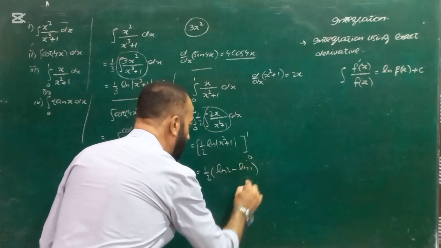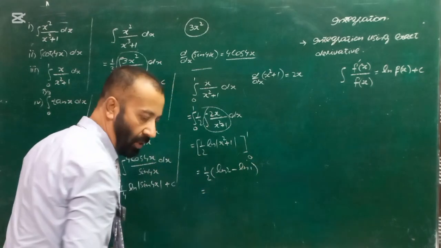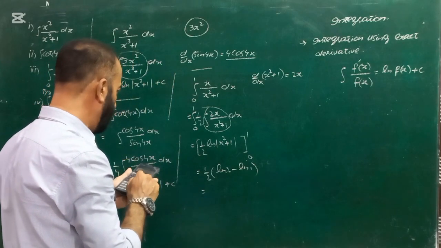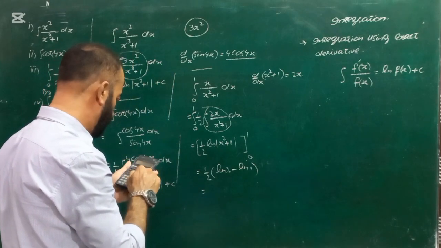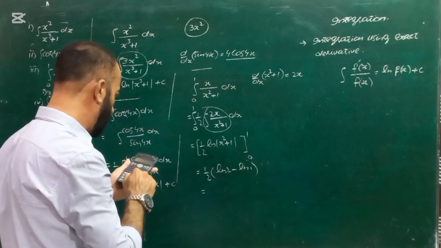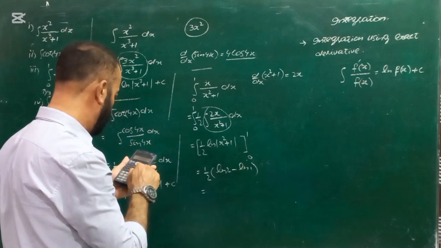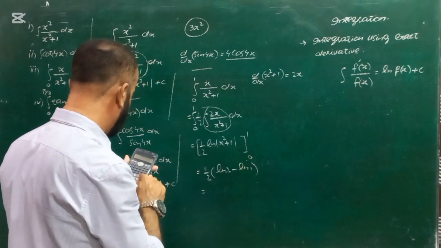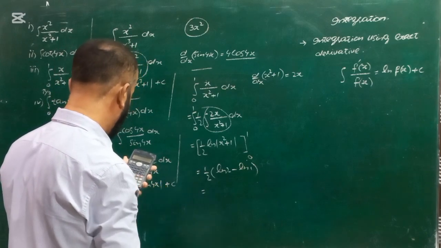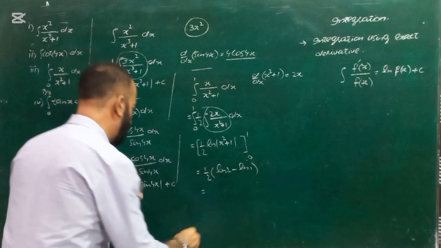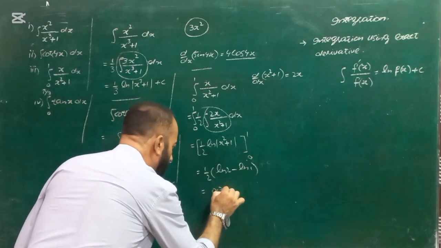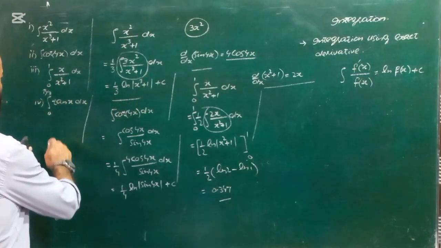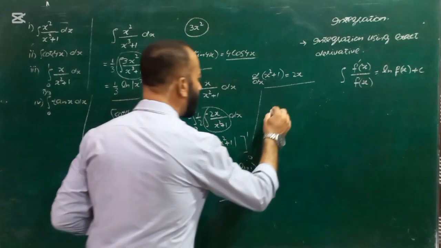So limits are applied. So now solve it. Okay, natural log of 2 minus natural log of 1, divided by 2, 0.347 is the answer. And the last part is tan x dx.